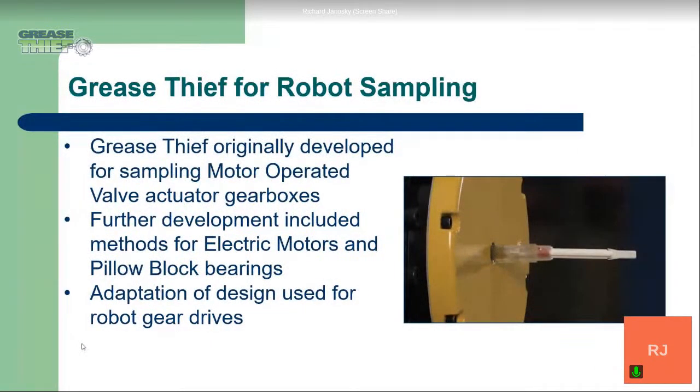All right, the grease thief for robot sampling. There we see a picture of the grease thief in the relief port, and at the beginning you can see a little bit of that light tan colored grease that's starting to purge out from the robot. This adaptation you see here is being used in a FANUC robot. They're extremely popular. There are also many other popular brands, and the grease thief can be used right there on that port to help take the sample.